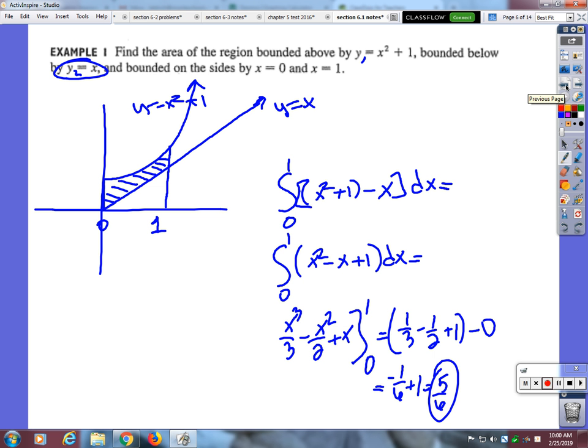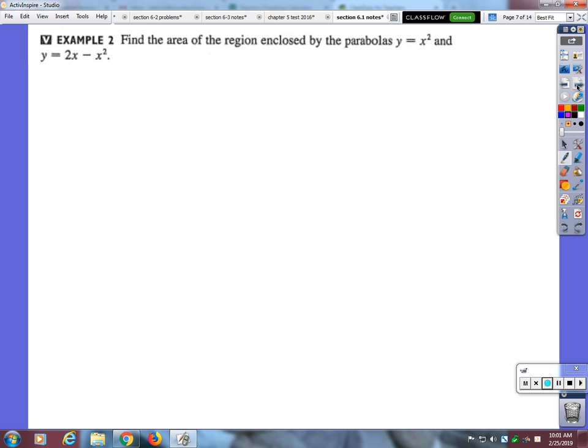Okay. So Maggie asks a great question. This one specifically says the area of the region bounded above by this and below by the other one, so you know then to subtract one from the other. This one does not. Okay? This one just says find the area of the region enclosed by the parabolas y equals x squared and y equals 2x minus x squared.